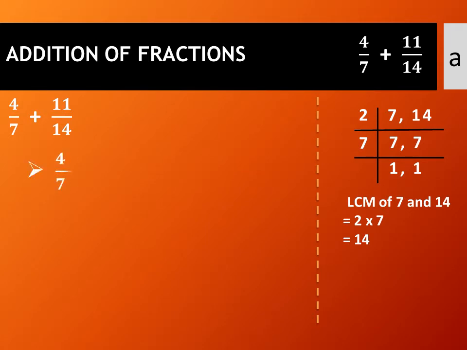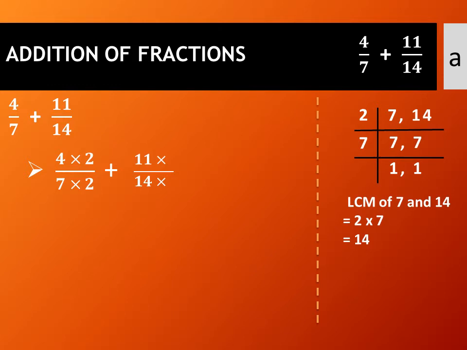Our first fraction is 4 upon 7 and we want 14 at the place of denominator. So which digit will you multiply to bring 14 in the place of denominator? Yes, the answer is 2 because 7 2s are 14. So we multiply numerator and denominator by the same number 2. Then write down plus sign. The other fraction is 11 upon 14.